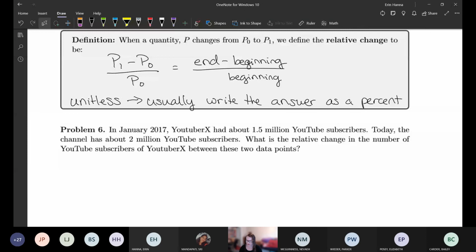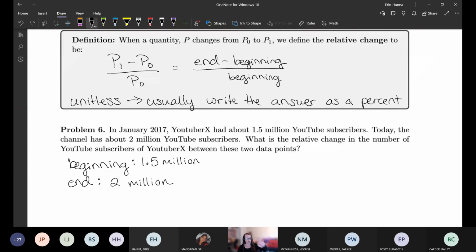So, got some really silly questions coming up. If in January 2017, YouTuber X has 1.5 million YouTube subscribers, and today the channel has 2 million YouTube subscribers, what is the relative change of the number of YouTube subscribers of YouTuber X between these two data points? So, just to be super clear, the beginning value is we're starting at the 1.5 million, and the ending value is the 2 million.